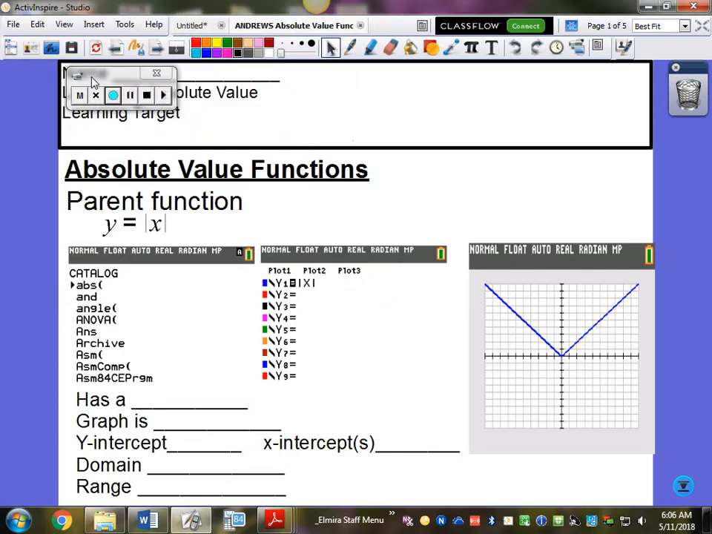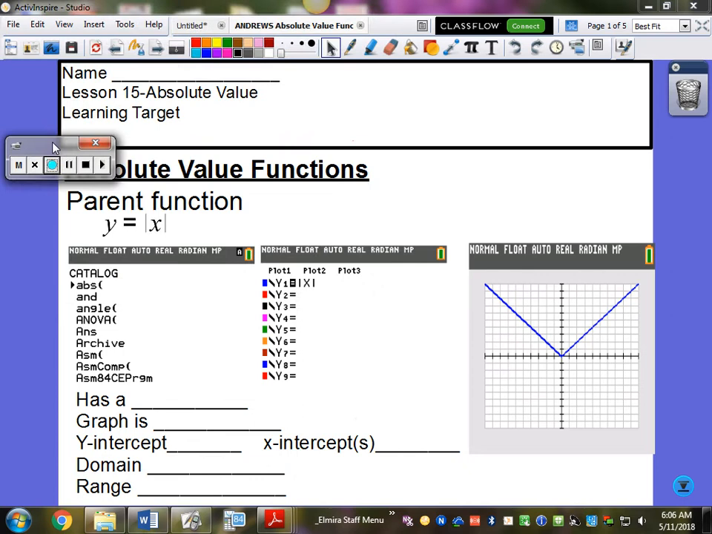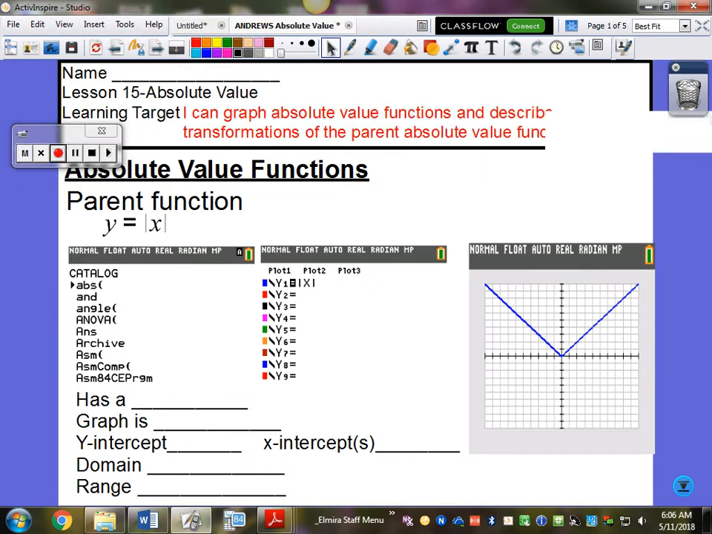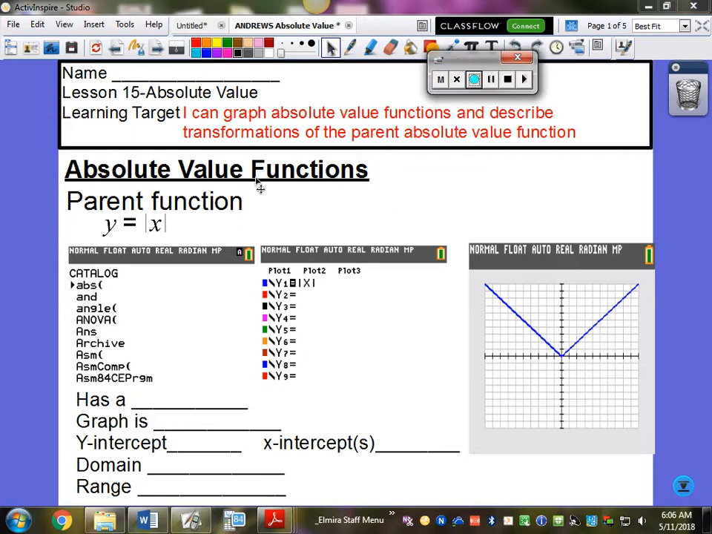Hi guys, we're going to talk about absolute value functions today. I want you to be able to graph an absolute value function and describe any transformations of the parent absolute value function. Okay, what do I mean by parent function? Well, the parent function of any function, remember, is its simplest form. So right here, the parent function is just simply y equals the absolute value of x. No numbers, nothing added or subtracted, just absolute value of x.